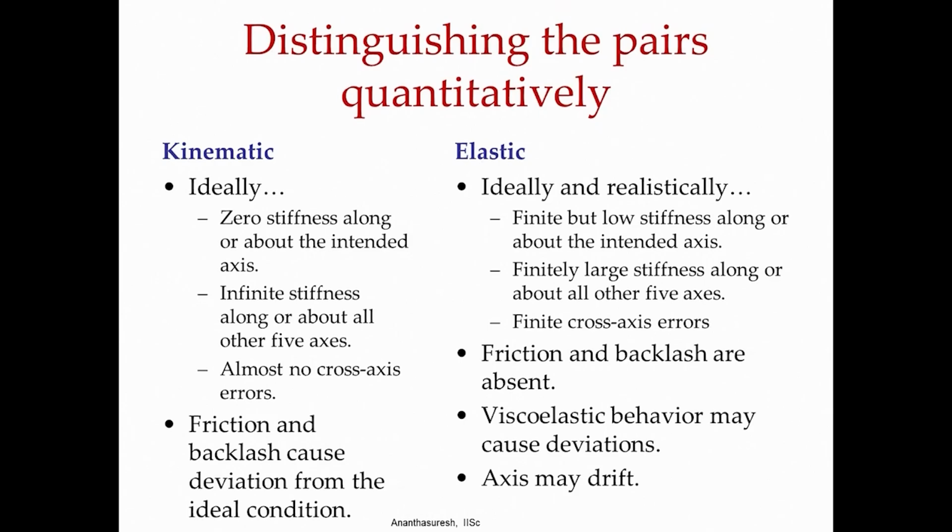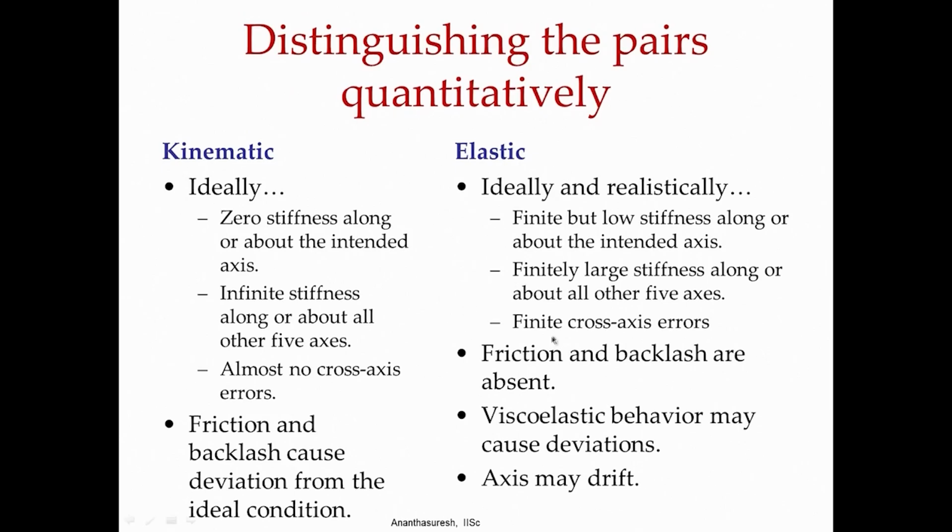That is a characteristic of kinematic pairs. And friction and backlash, of course, will cause deviations from the ideal condition. As opposed to that, elastic pairs, they are more realistic. They have finite but low stiffness along or about the intended axis. If there is a flexure about, let us say, z axis, it will have stiffness but low enough stiffness to rotate about the z axis, and finitely large stiffness about other axes.